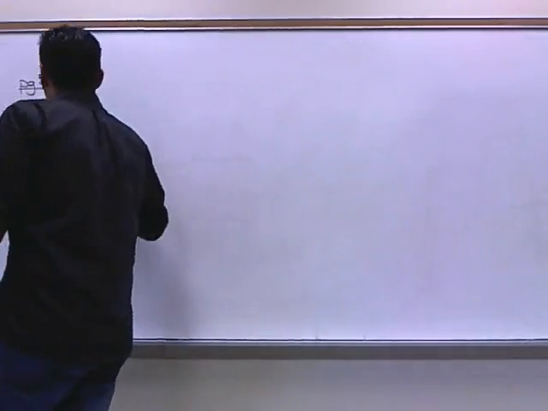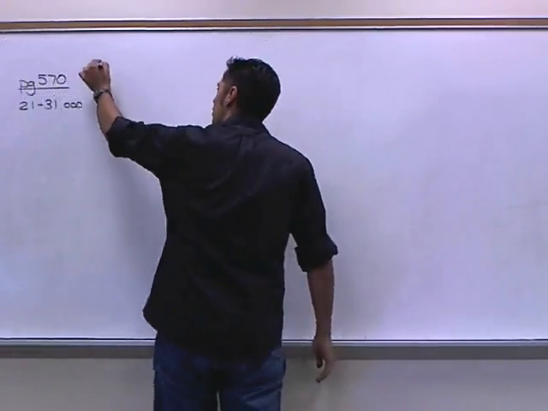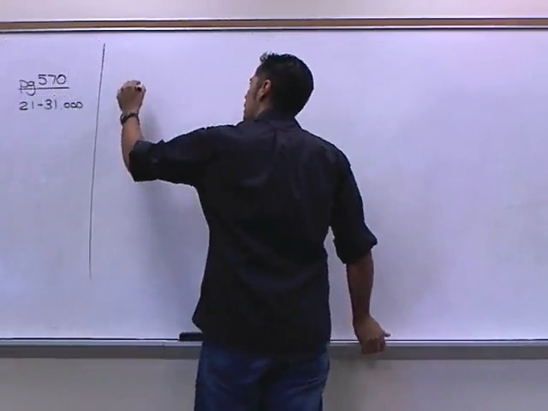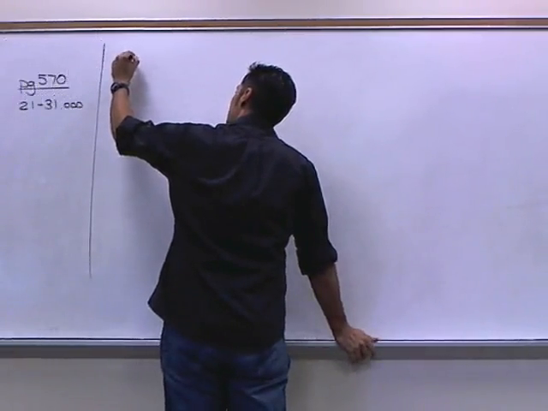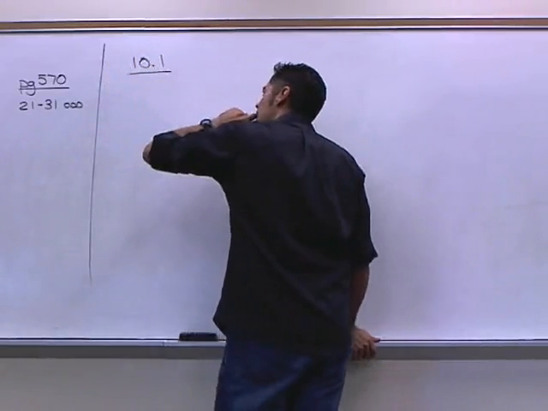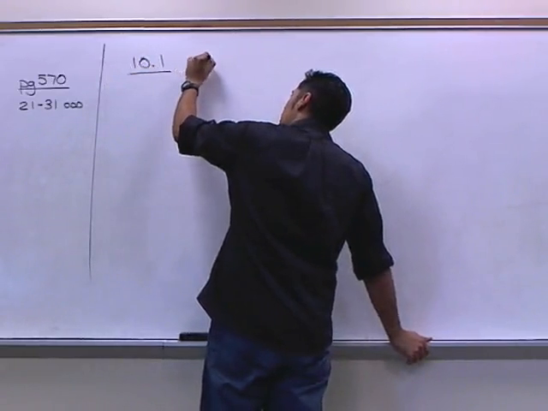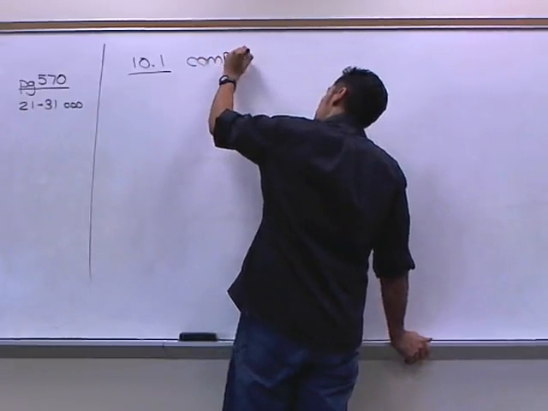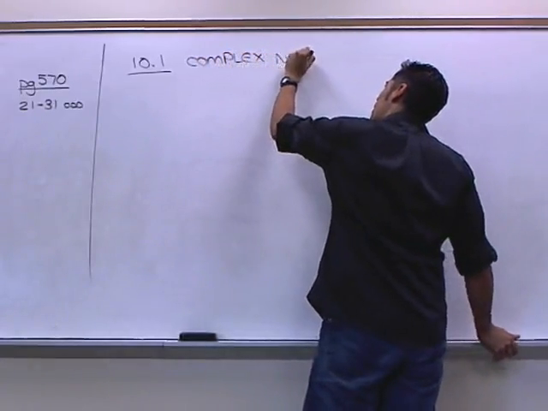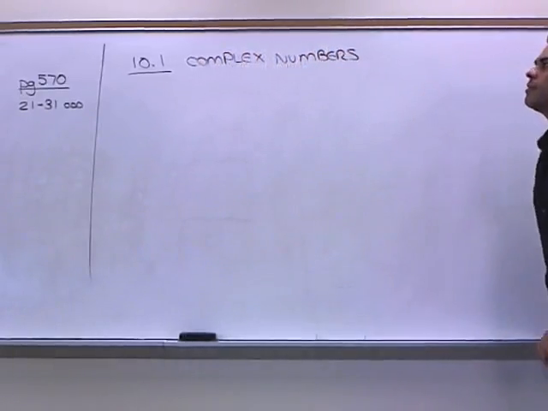All right. Now, let me start our new chapter, new section. This is going to be chapter 10, section 1. We're going to start looking at complex numbers. Complex numbers.